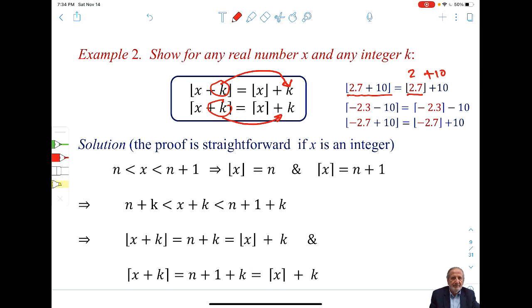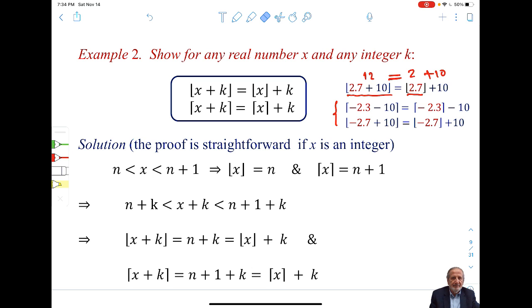Here you have 12.7, the floor function of 12.7 is 12, and they're equal. The same thing for these other examples. Now, how do we prove this property? It is very simple. If x is an integer, then those are equal because the brackets really are gone. So that is straightforward.